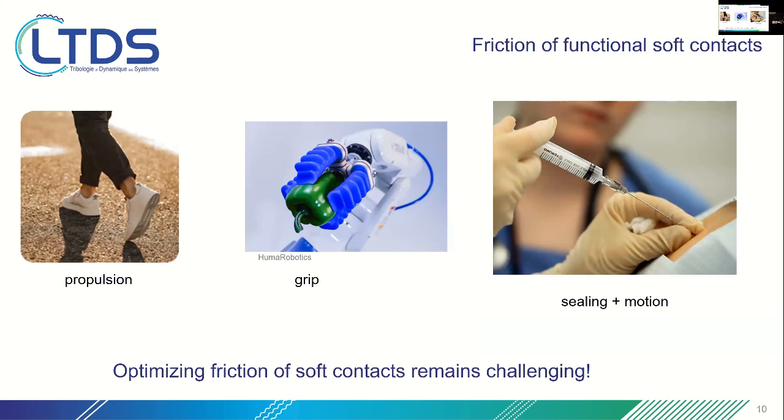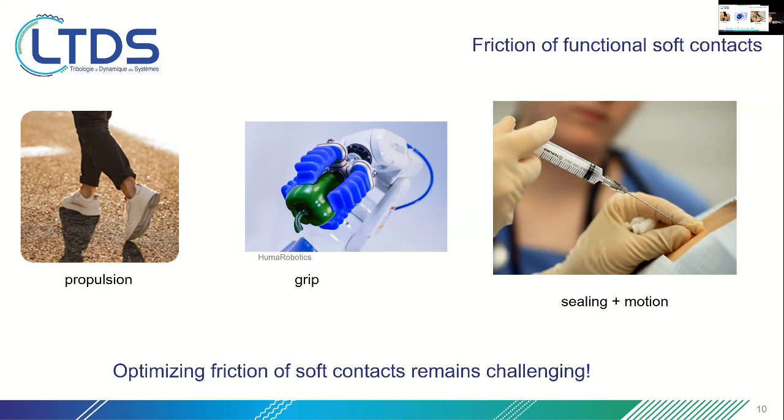So soft contacts are everywhere, and some of them can have a key functional role in applications like propulsion, grip, or in medicine. And these functions often come with very challenging specifications. For example, for the syringe plug, you want it to seal the liquid, you want it to stay in place if you don't touch the syringe, and you also want it to move smoothly and easily if you want to actuate it. This is not trivial from a tribology perspective.